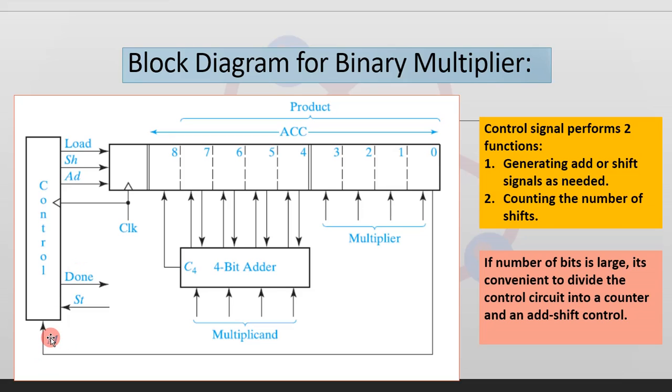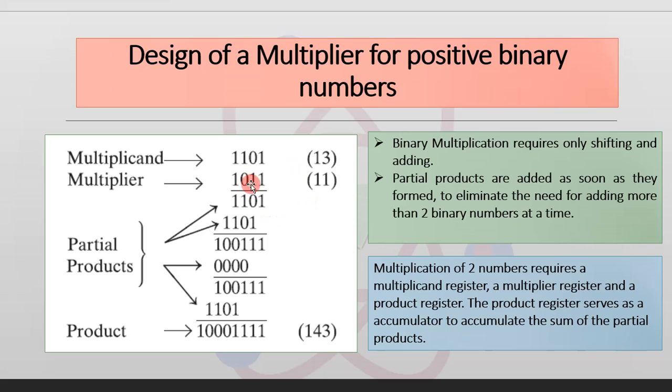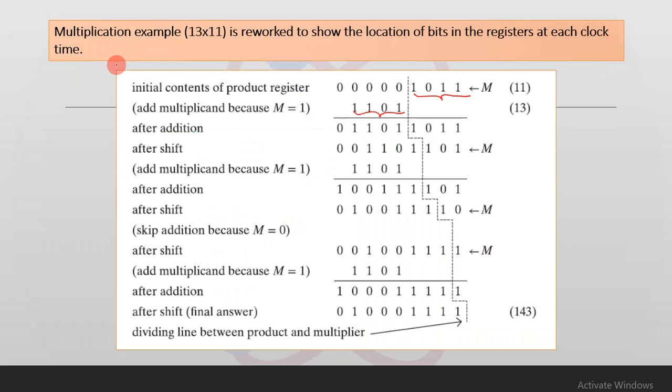If this particular multiplier bit is 0, the addition is skipped and only the right shift occurs. So let us understand the working of this particular block diagram in much detail, considering the same previous example of multiplying 13 cross 11. So here the multiplication example that we considered, 13 cross 11, has been reworked to show the location of the bits in the registers at each clock time.